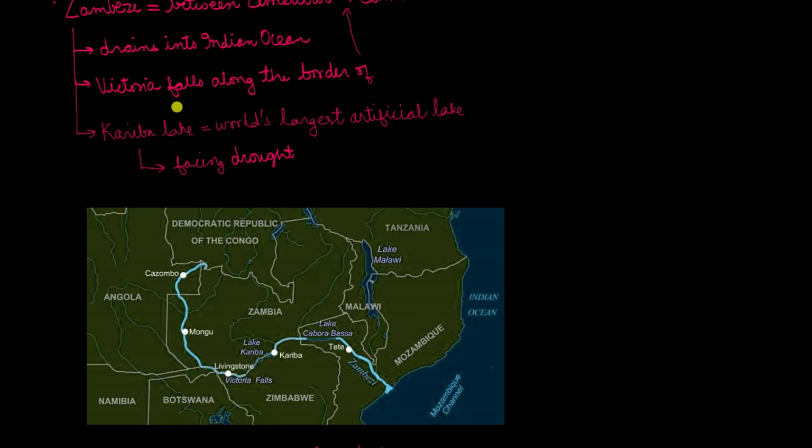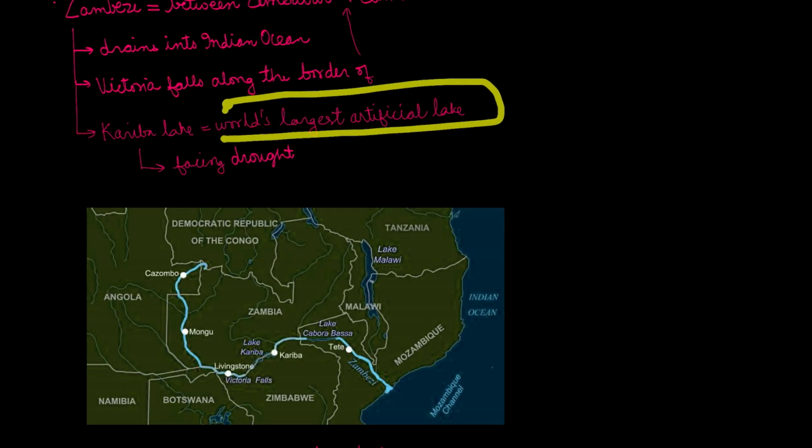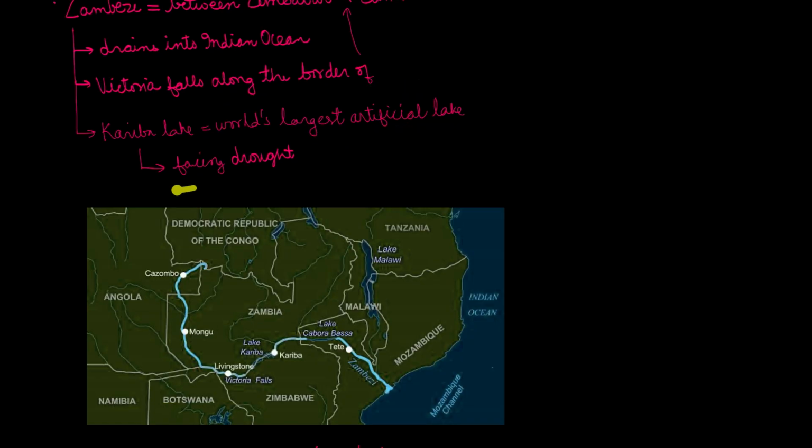There's also Lake Kariba along the Zambezi River, which is the world's largest artificial lake, and it was in the news recently because it was facing droughts. So in the Zambezi River, we need to remember the Victoria Falls and Lake Kariba. There's also Lake Cahora Bassa, and the Zambezi River forms the border between Zambia and Zimbabwe.